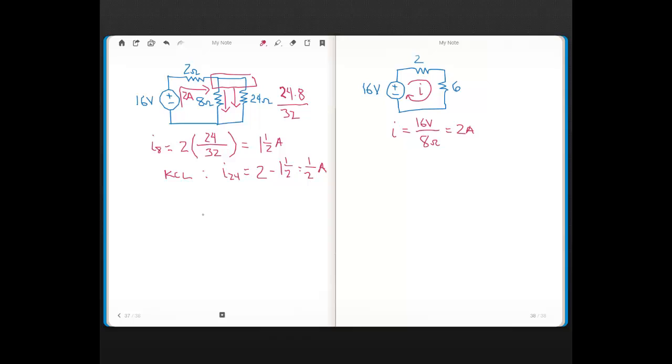Now once you know the currents through the resistors, you can get the voltage across them. So the voltage across the 8 ohm is just going to be 1.5 times 8, so that's 12 volts. Okay, and that voltage across the 8 ohm would be the same voltage across the 24 ohm because those resistors are in parallel, and we know that voltages are the same in parallel. So you see this would equal the voltage across the 24.